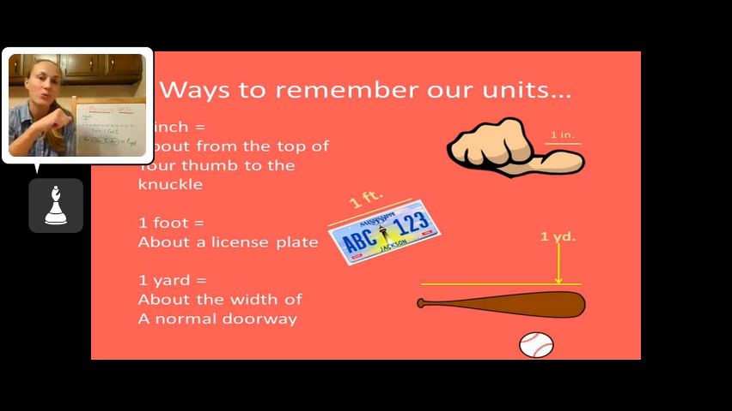So, let's talk about ways to remember our units. If you think about 1 inch, think about a quarter coin. It's right 1 inch wide. Or think about a pencil top eraser. It's 1 inch long. If we put 12 top erasers, one next to each other, we will get 1 foot.